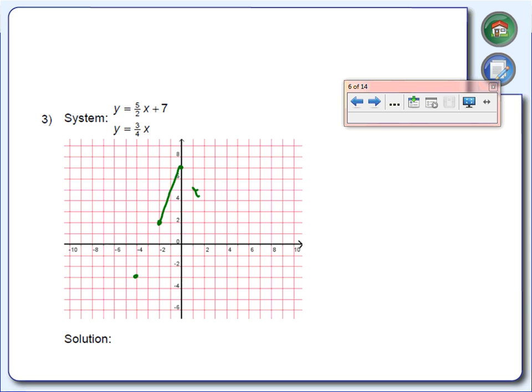Make sure it's as straight as possible. Keep going all the way down for me. There you go. There it is. All right. So that is roughly what y equals 5 over 2x plus 7 looks like. Now let's get the next one here.